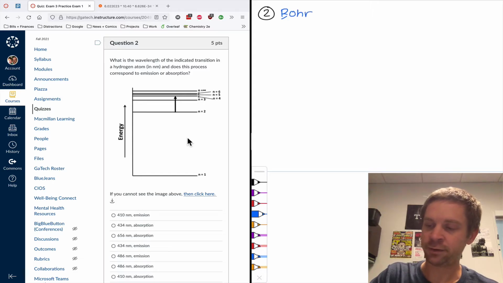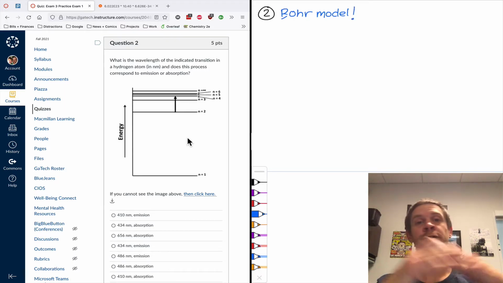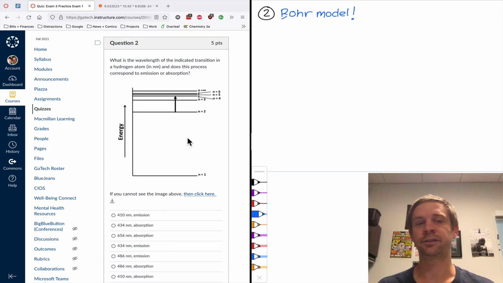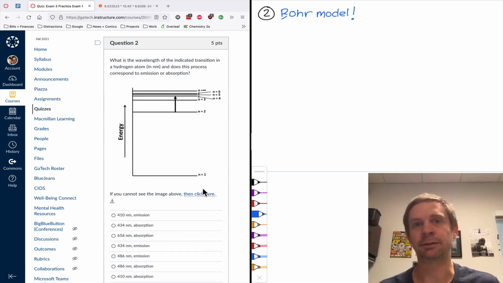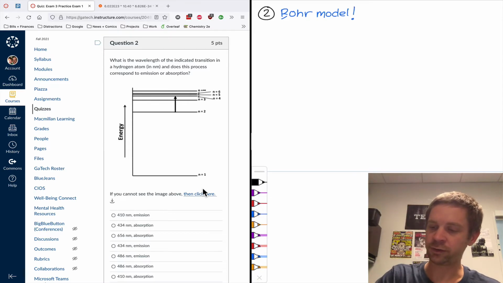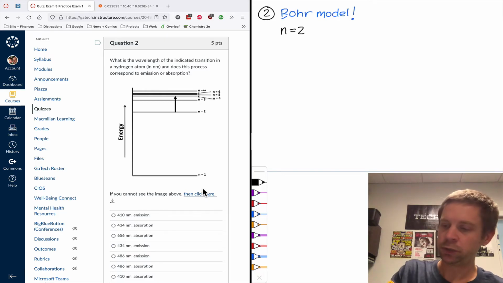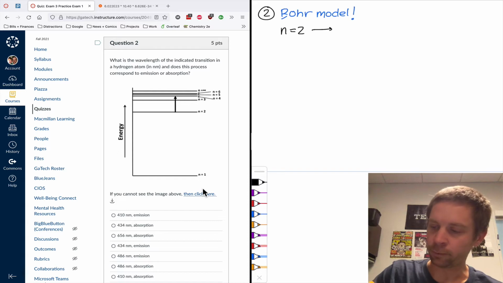This picture of the hydrogen atom posits that it is composed of a series of orbits at discrete distances from the nucleus, with each discrete step outward modeled by an increasingly large n value, where n goes from 1 to 2 to 3, etc. So the transition of interest here is from n equals 2, that's the lower level, to n equals 4.